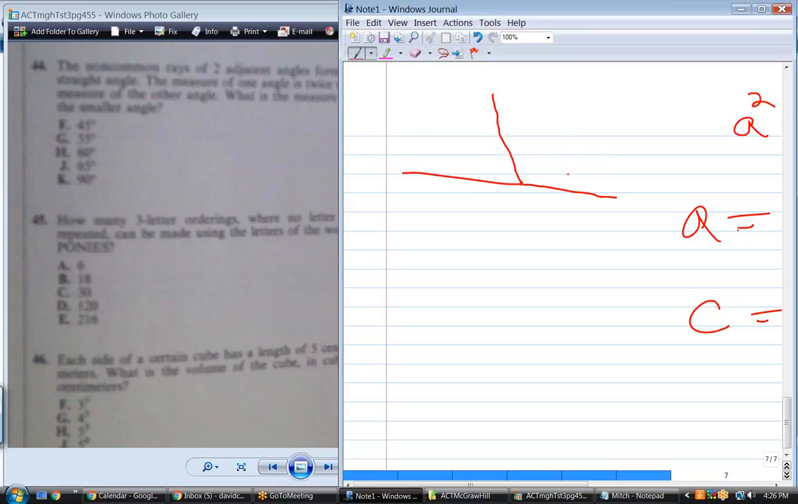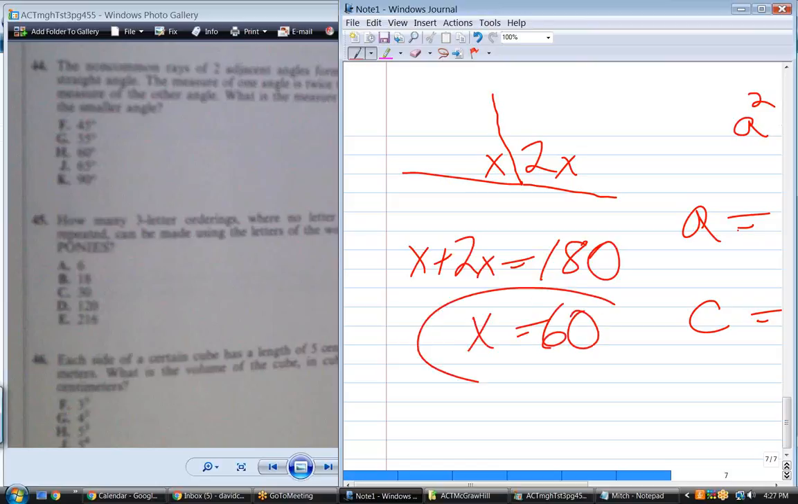But really, the way to do this problem is to introduce a variable, x. So x is that angle. If that angle is twice, it's got to be 2x, and I can say that x plus 2x is equal to 180 because it forms a straight angle. 3x equals 180, x equals 60. It's the smaller angle. That's the answer.